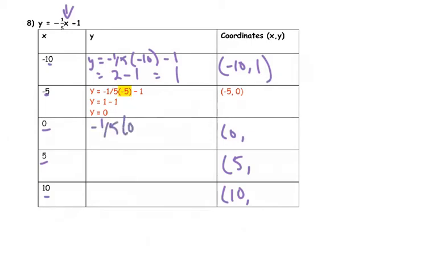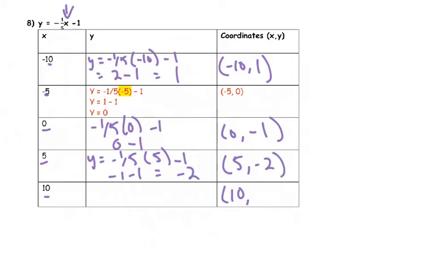Negative 1/5 of 0 minus 1. Anything times 0 is 0. And 0 minus 1 would be negative 1. Divide 5 by 5. You get 1. Since there's a negative in there, it becomes a negative 1. Minus 1 becomes a negative 2. And finally, 1/5 of 10 minus 1. Again, you do 10 divided by 5, which is 2, but since there's a negative, it's negative 2 minus 1, and you get negative 3.